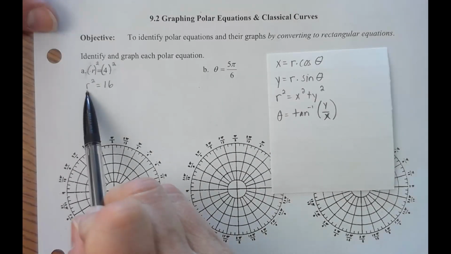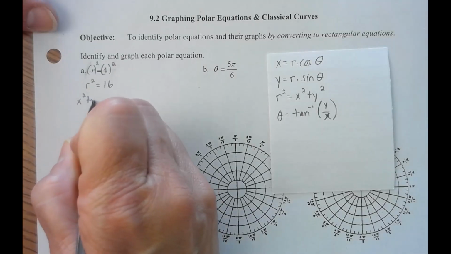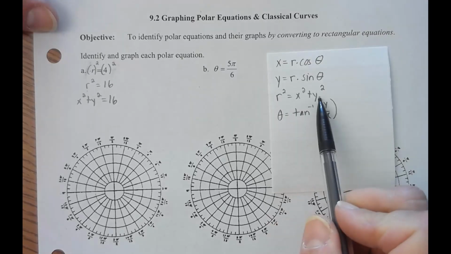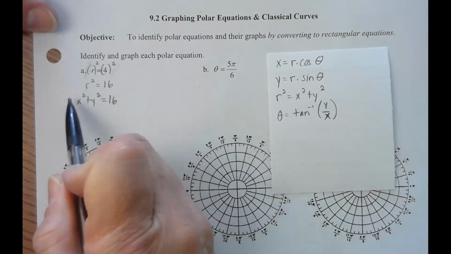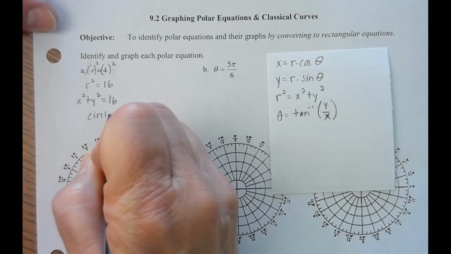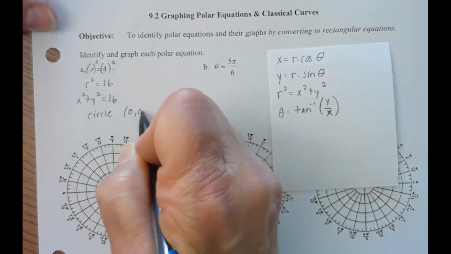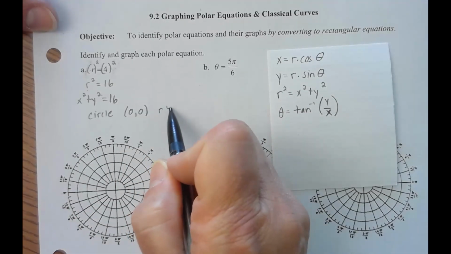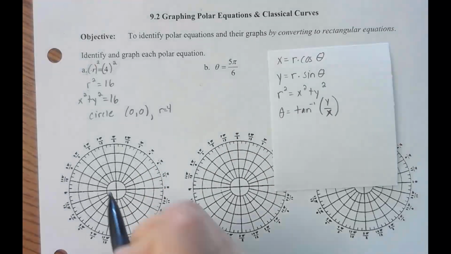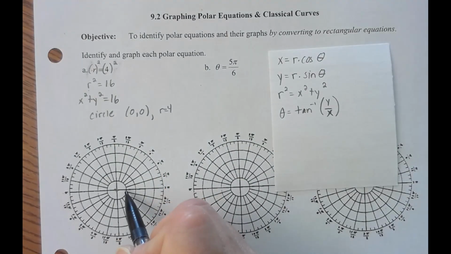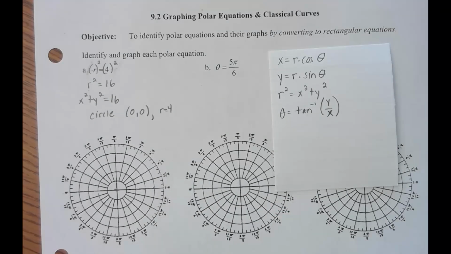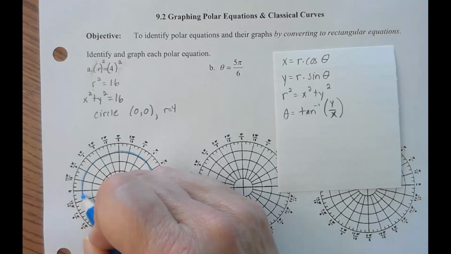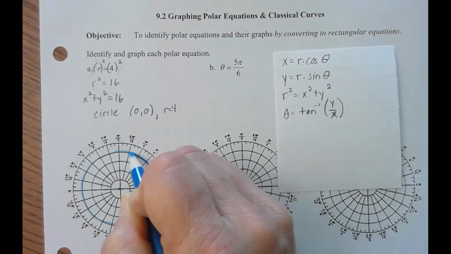I can replace r squared with x squared plus y squared, because r squared is equal to x squared plus y squared. And now I recognize this as a circle with center at 0, 0, because there's no h or k here, and radius equal to 4. So here's the center of my circle. Radius is 4, 1, 2, 3, 4. So when I graph this, I just trace this fourth circle from the center.